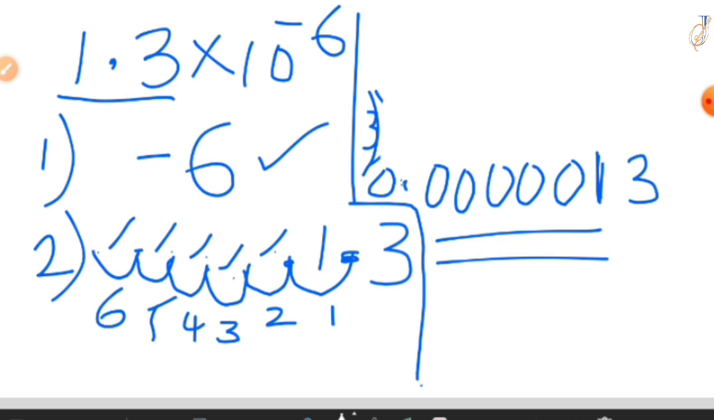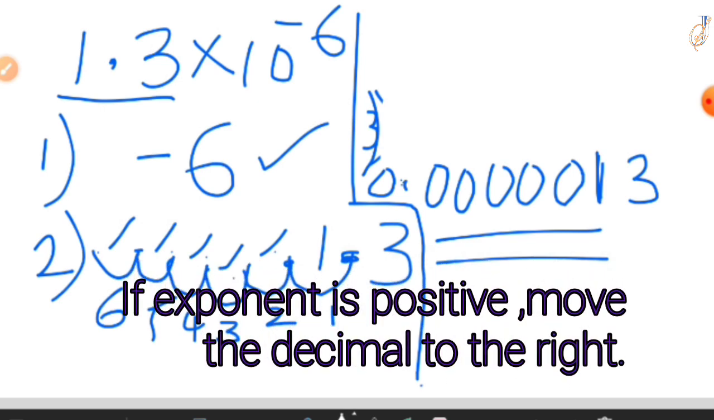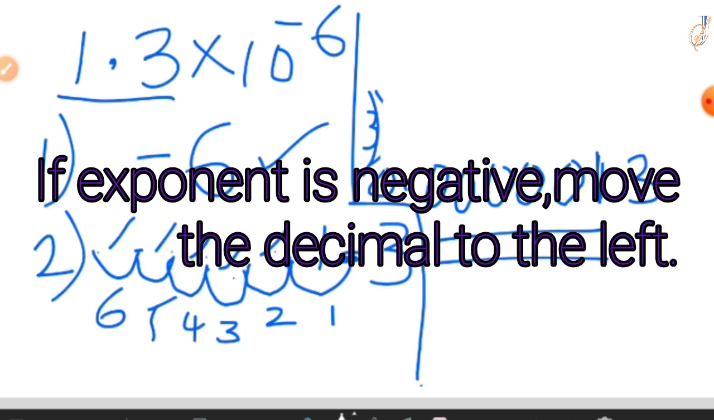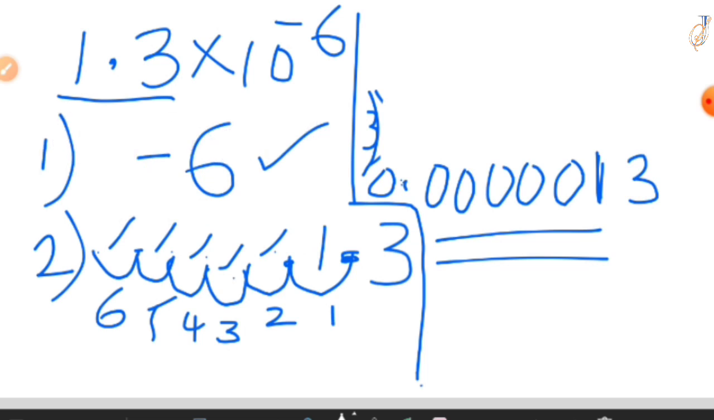Like this you have to convert scientific notation to normal form. Keep in mind, when the exponent is positive, you have to move the decimal to the right. When the exponent is negative, move the decimal to the left. Fill zeros in the empty spaces. I will explain one more example.